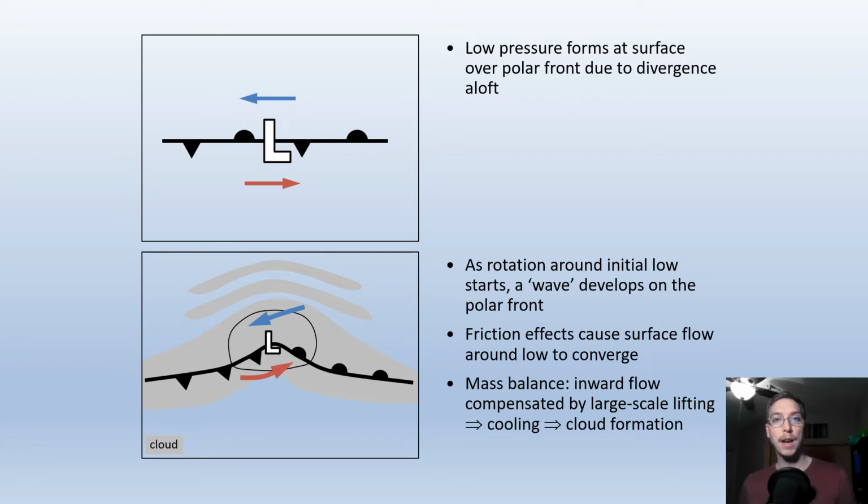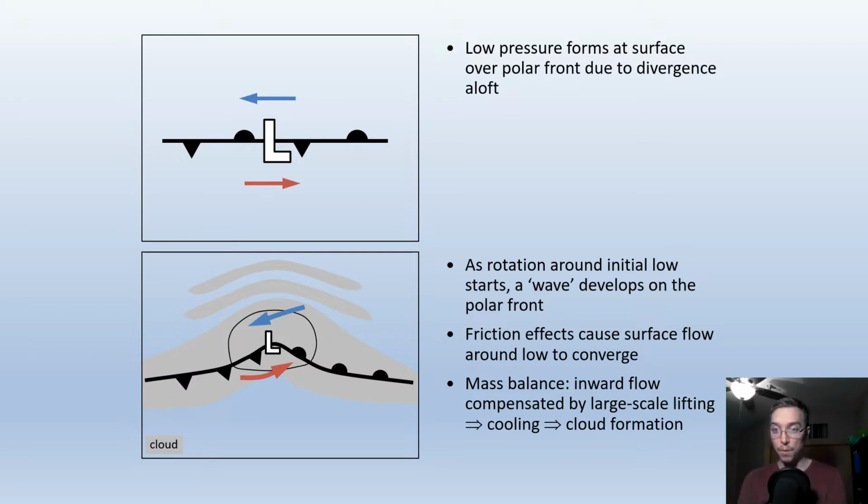Here we can see the starting point of the development and evolution of a mid-latitude cyclone. In that top graphic, low pressure forms at the surface over a polar front due to divergence of air aloft. As rotation around the initial low starts, a wave will develop on the polar front. We can see that little nick, or bump, in the frontal system. So we go from a stationary front at the top to maybe an occluded front, or this intersecting warm front, with that developing low centered in the middle of the front.